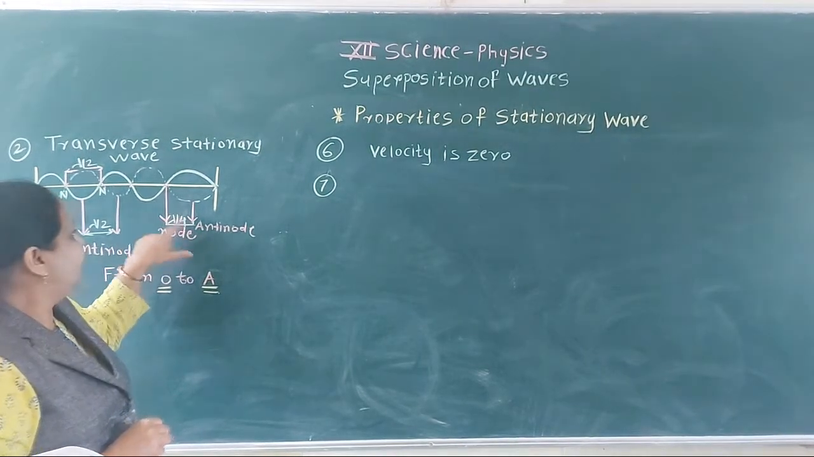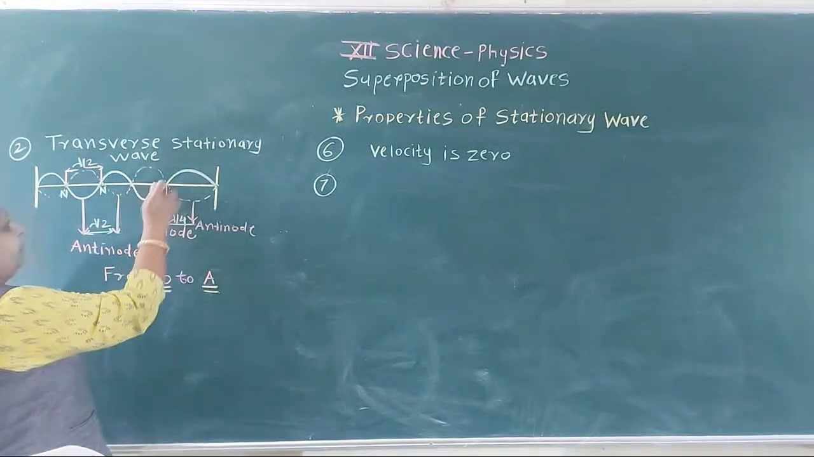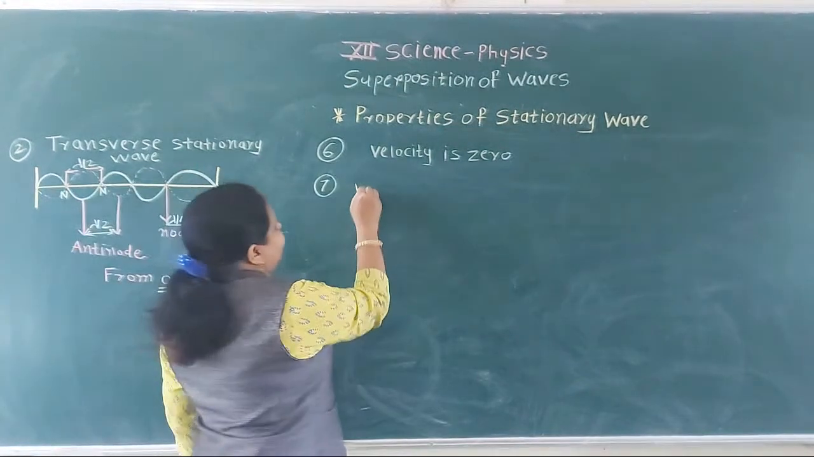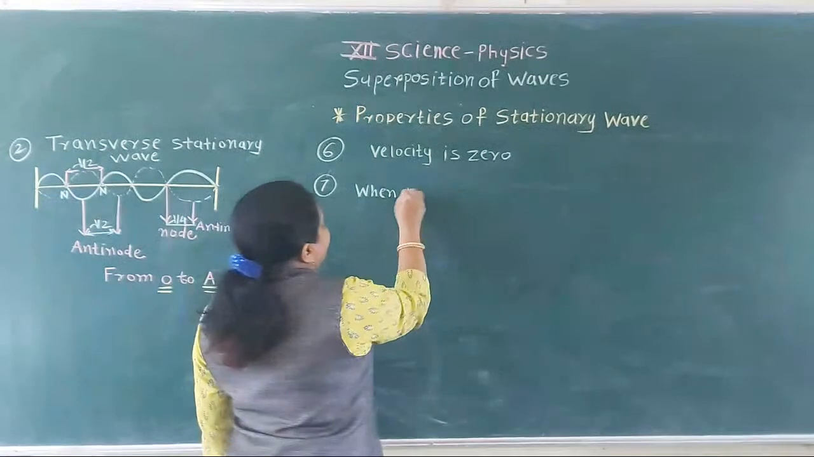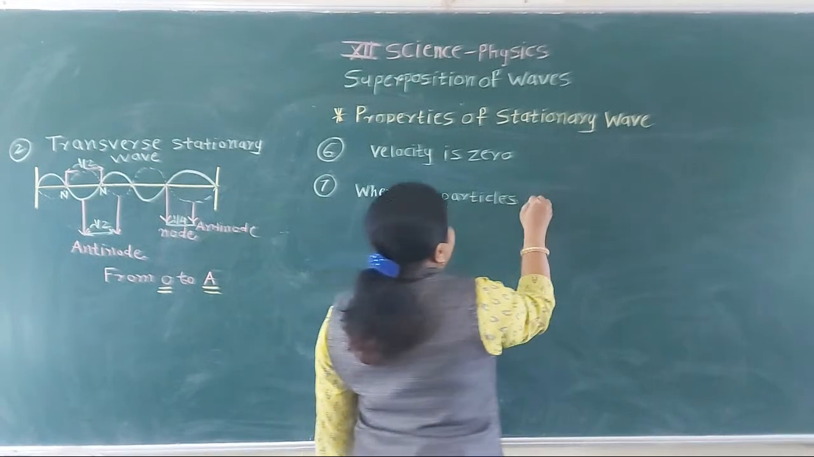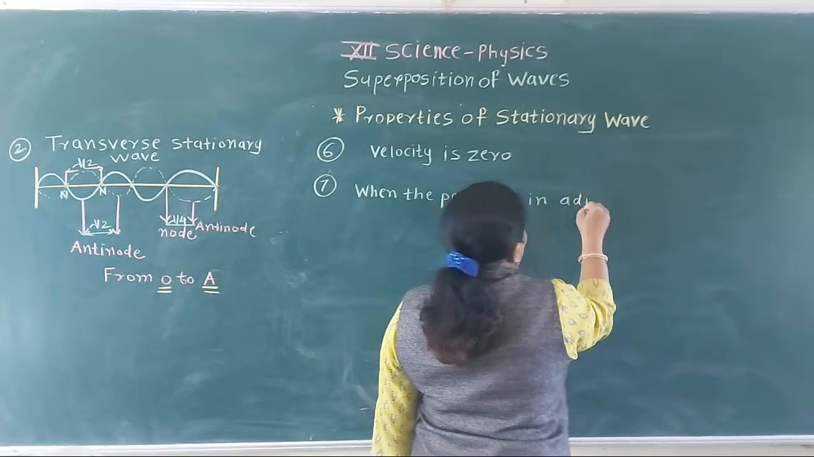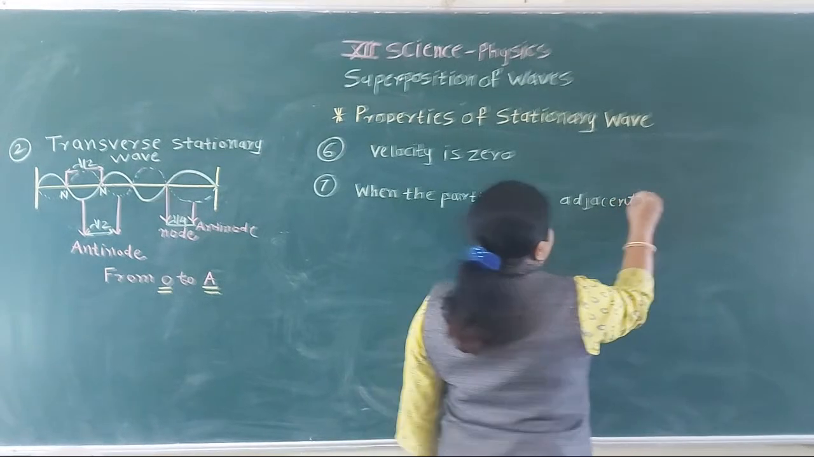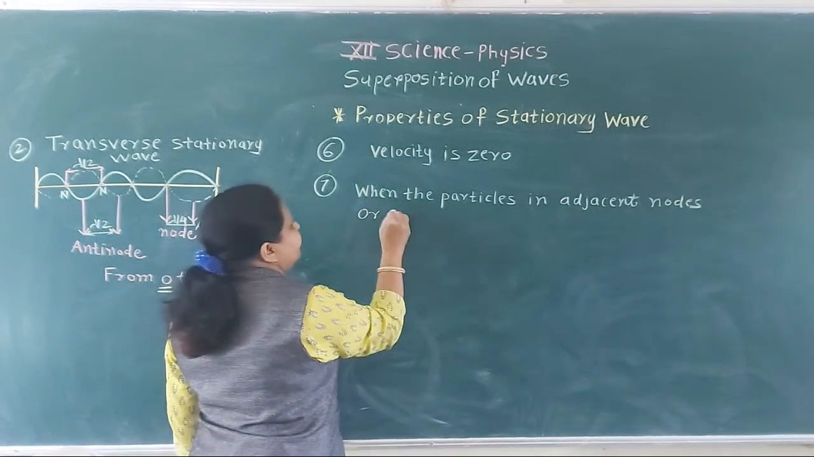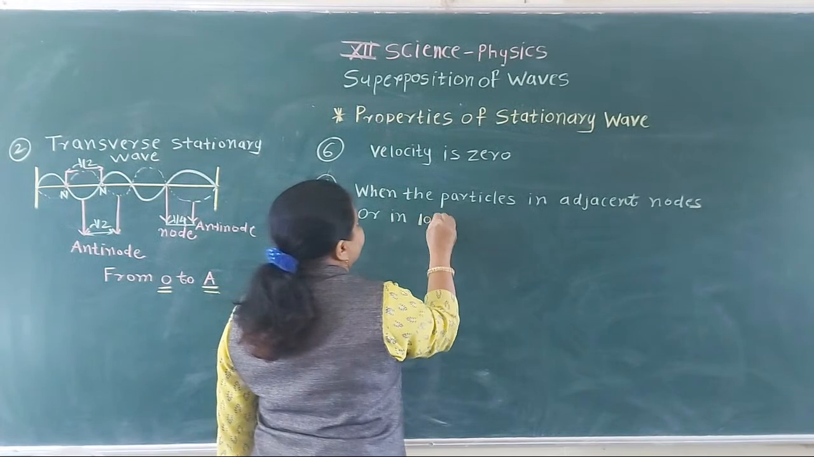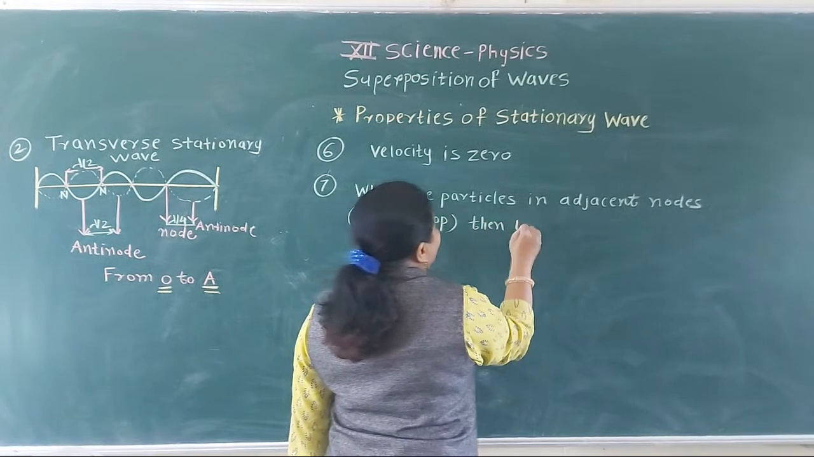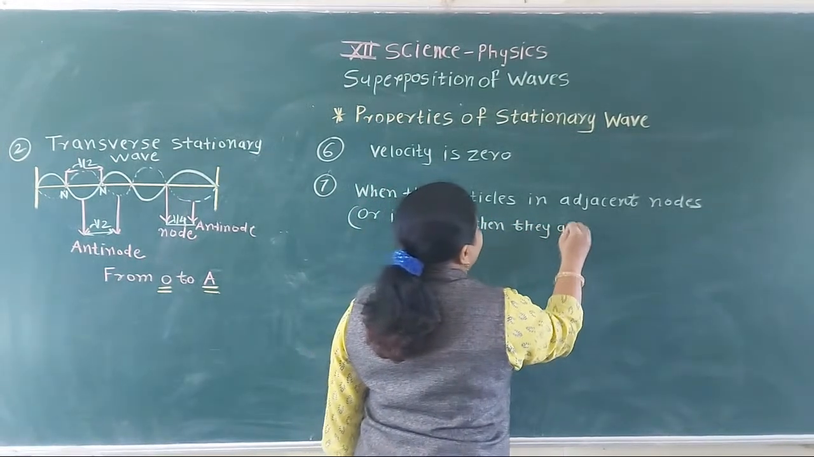Then number 7: when the particles are in adjacent nodes, or in one loop, then they are in phase.